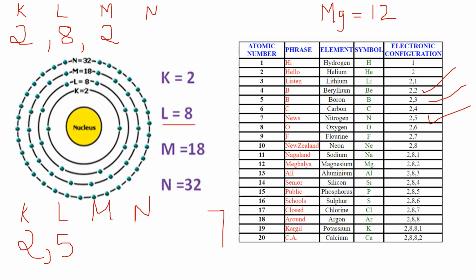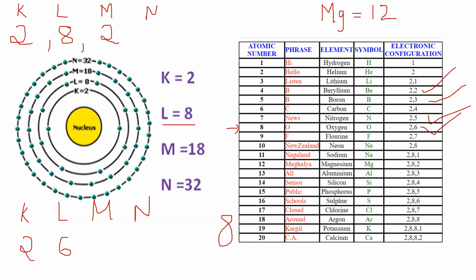Likewise we have oxygen. The atomic number of oxygen is 8. Then in K it can be filled with 2. 8 minus 2 is how much? It is 6. So 2 comma 6 is the electronic configuration of oxygen.